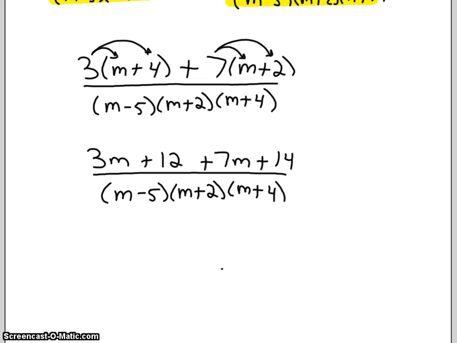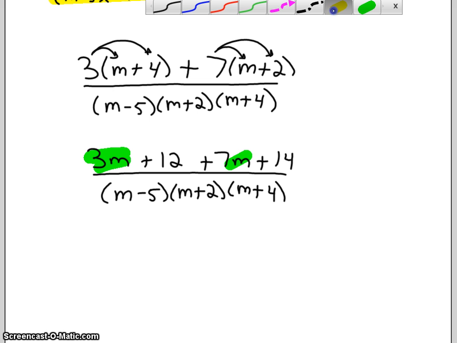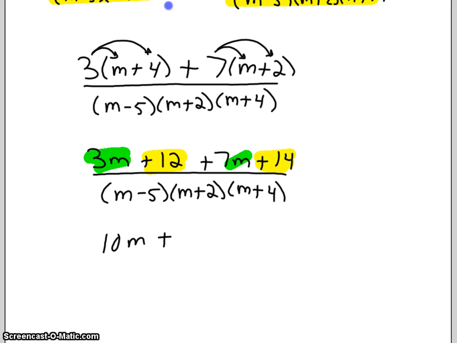Continuing to group like terms. 3m and 7m, those are like terms, becoming a 10m. Positive 12 and positive 14, those are like terms, becoming a 26. So we get 10m plus 26 over our denominator. Notice I'm keeping this denominator factored, which you should do.